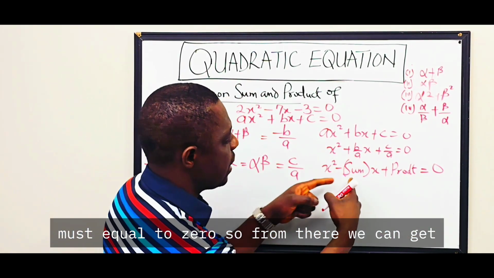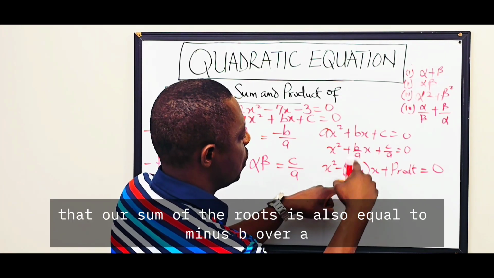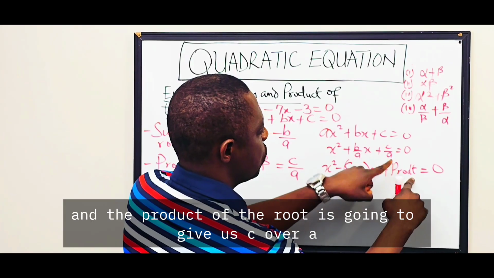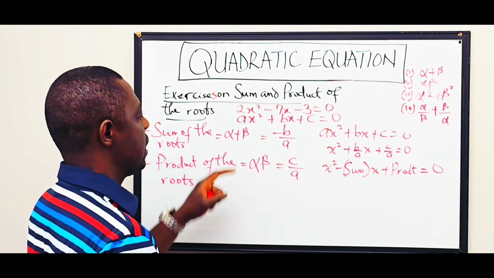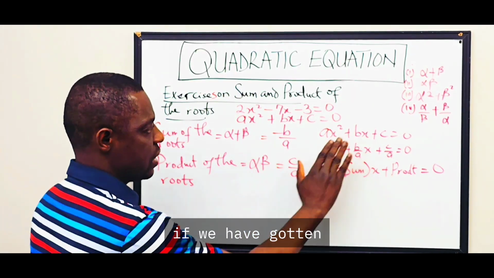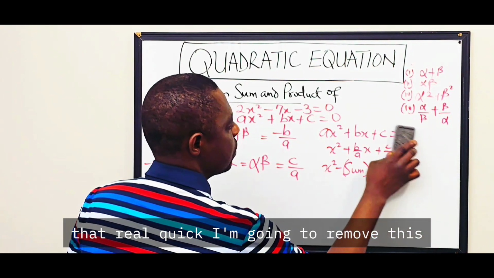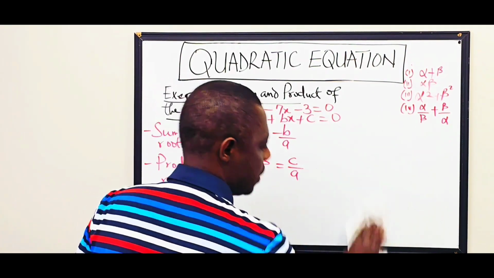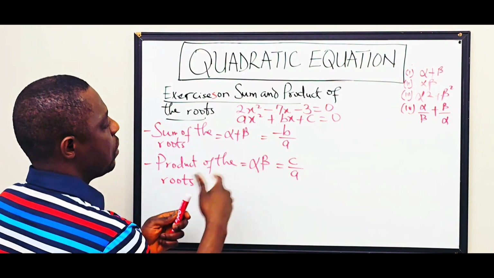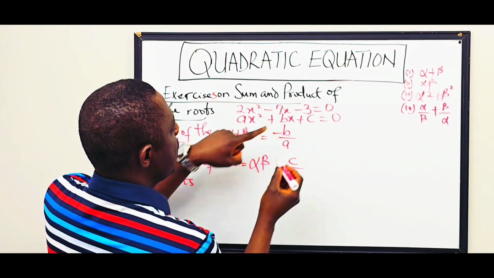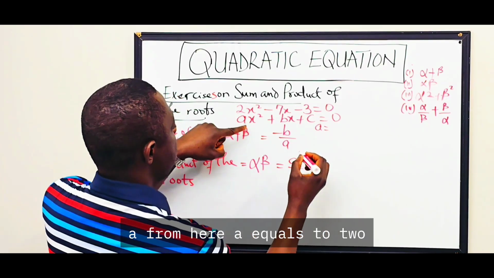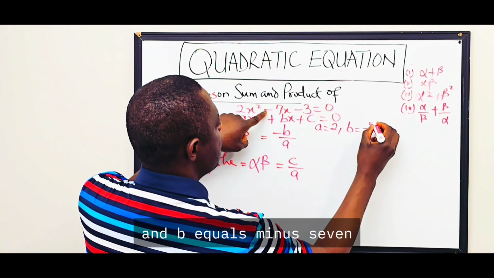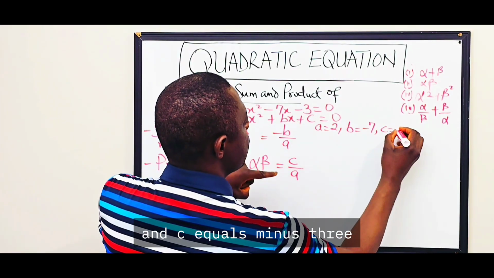So from there, we can get that our sum of the roots is equal to minus b over a, and the product of the roots is going to give us c over a. That is what we have here. That means that a equals 2, b equals minus 7, and c equals minus 3.